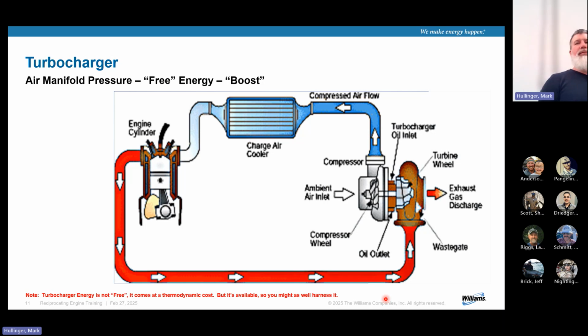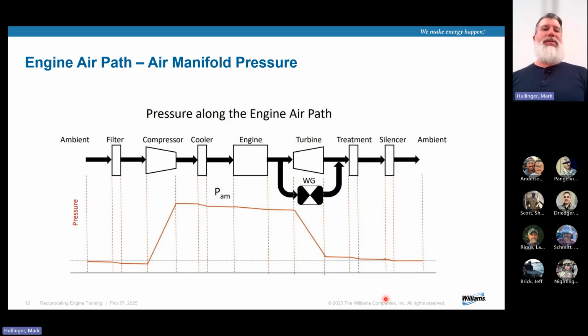Okay. Every once in a while, you'll say it's free energy. I mean, if you go to a dealership and they got this new turbo, they don't know what they're talking about. They say it's free energy. Okay. Every good mechanic will be like, hold on, it costs a little bit. Okay. So here's the air path.